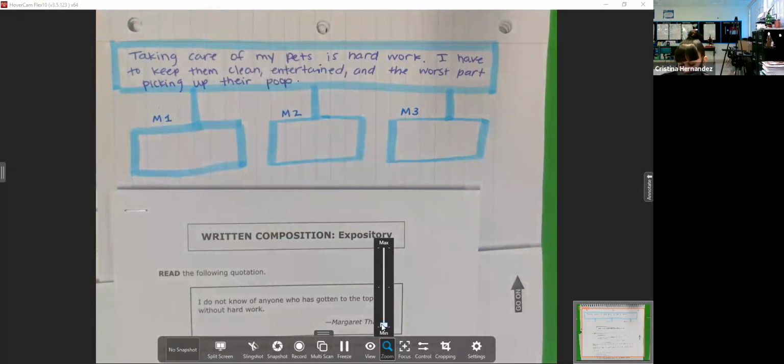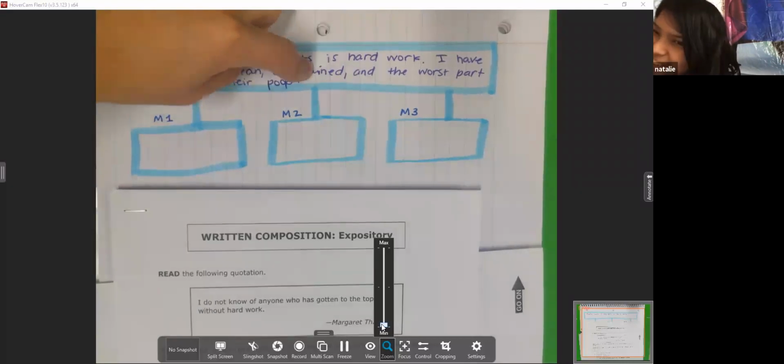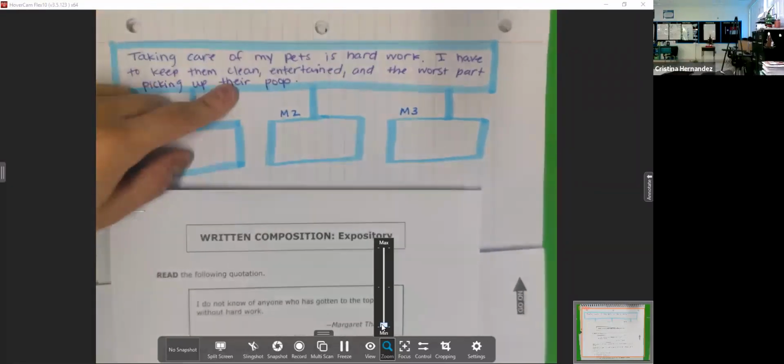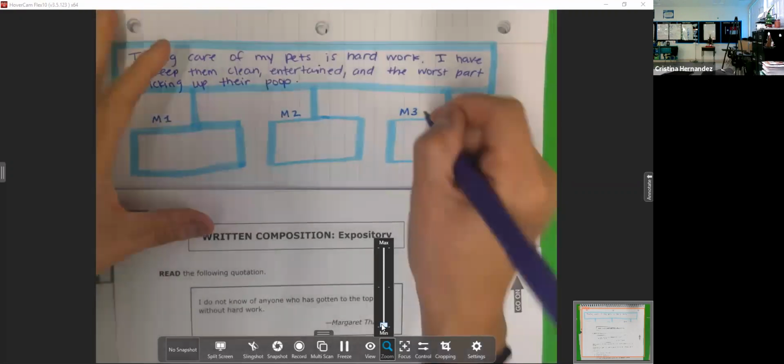So what was one of our main ideas? Y'all told me one of the main ideas already. What was it? We said them several times already. Picking up their chocolate. Yeah, so we listed them here. So I'll put that as number three because I listed it last. I'm going to put picking up chocolate.